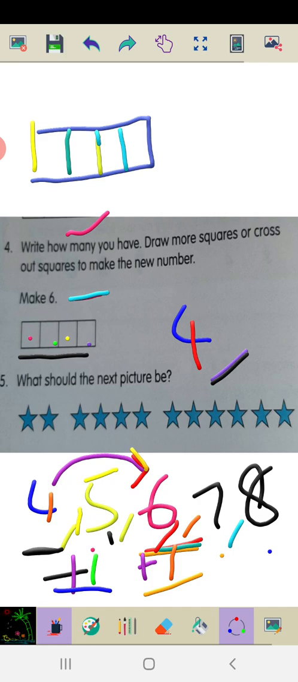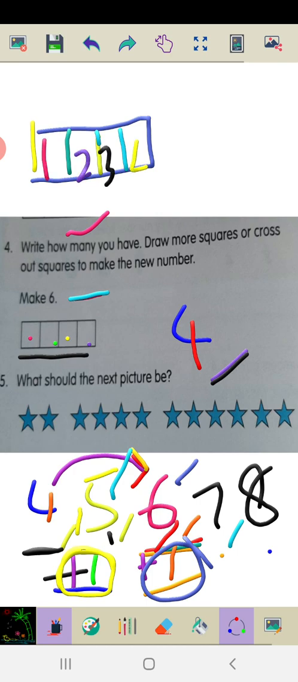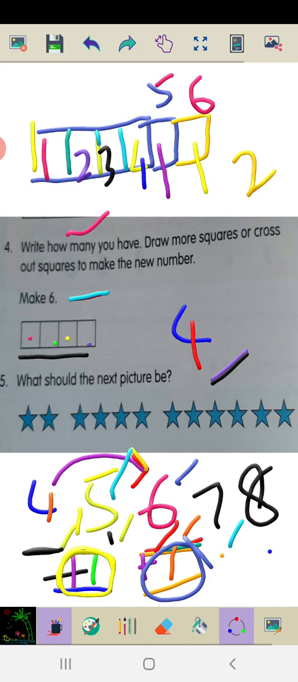How many should I add? 2 times. When I add 1, it becomes 5. Again when I add 1, it becomes 6. So in these 4 boxes, 1, 2, 3, 4, if I add 1, it becomes 5. When I add one more box here, it becomes 6. So how many boxes did I add? 1, 2. I added 2 boxes. He is asking that you add squares here to make it 6. So I am adding 2 squares. Okay, understood?